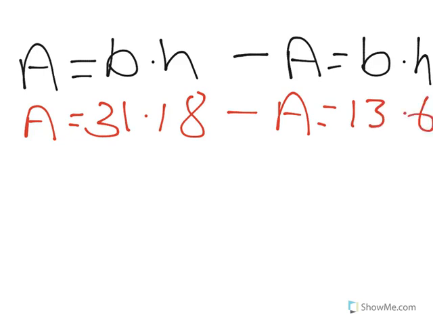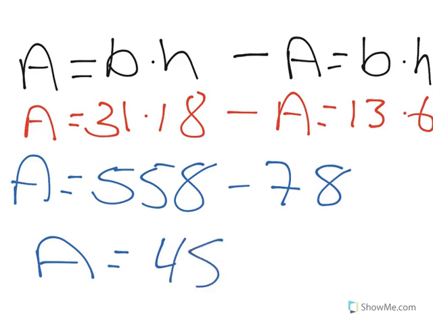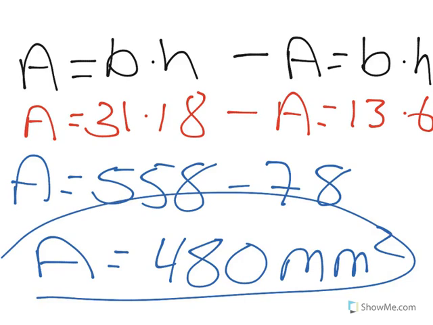So the first thing I'm going to do is actually multiply 31 times 18, and that's where I get the area is 558 millimeters squared. And I'm going to subtract the area of the second one, which is 13 times 6, which is 78 millimeters squared. So when I do that, I'm going to get an area of 480 millimeters squared. So that's the answer to number 18. So I hope this helps.